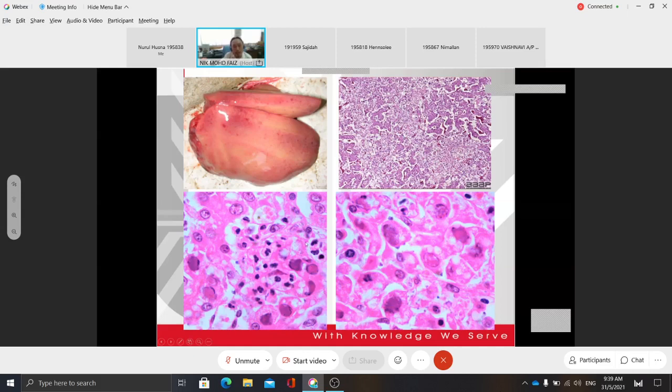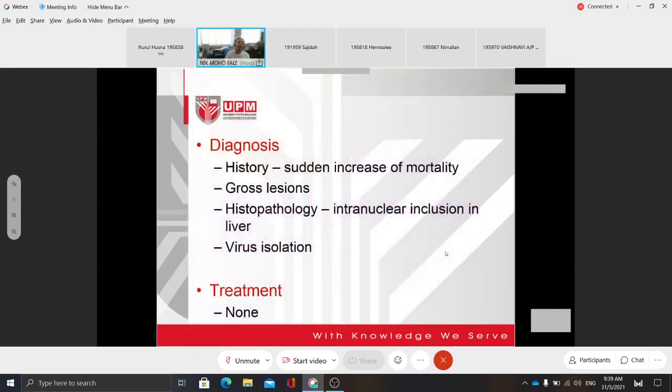And then under higher magnification, you will see intranuclear inclusion bodies. All this. Okay, intranuclear inclusion bodies. For diagnosis, you base it on the history, sudden increase of mortality, and the gross lesions, and you see hemorrhages of liver and so on. And then you can take samples for histology, you look for intranuclear inclusion in the liver. And then in some cases, you may want to do virus isolation.